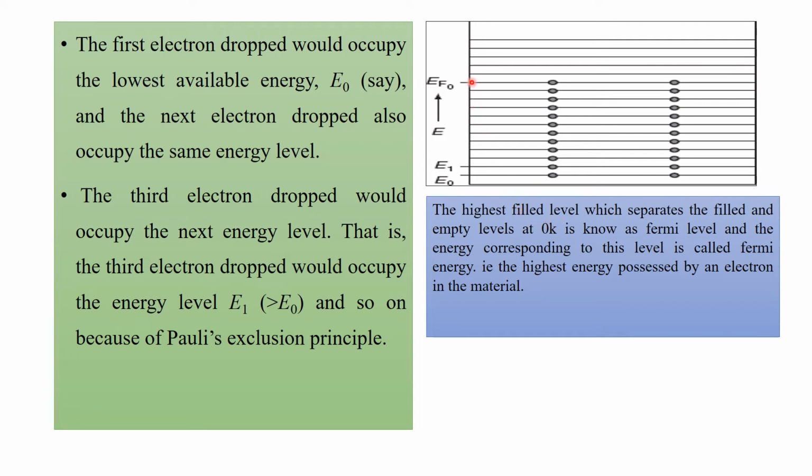The highest filled energy level, which separates the filled and the empty levels at 0 Kelvin, is known as Fermi level, and the energy corresponding to this is called Fermi energy. Fermi energy is the highest energy possessed by an electron in the material.